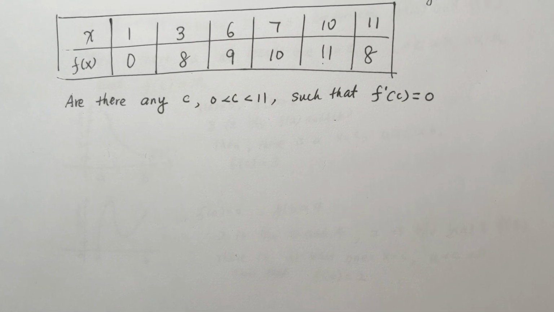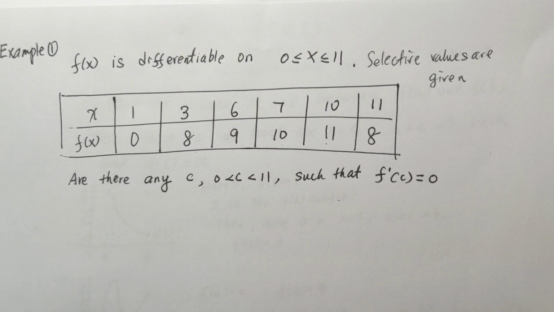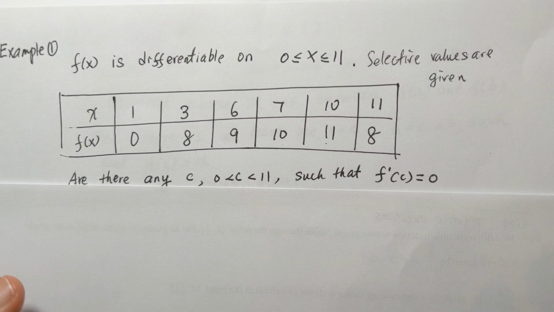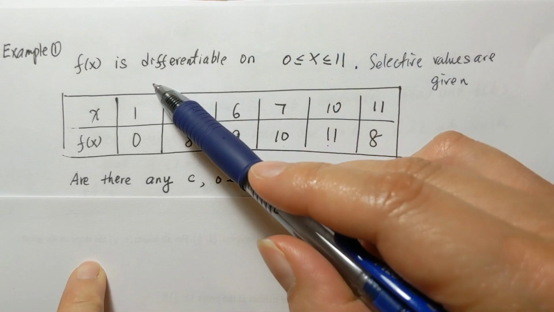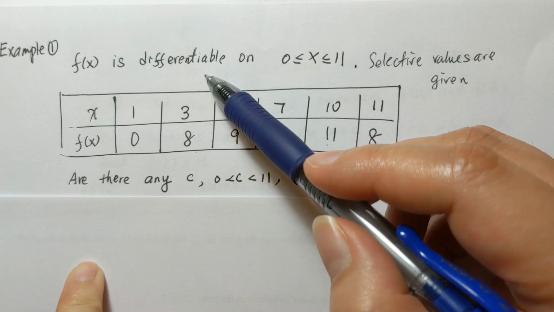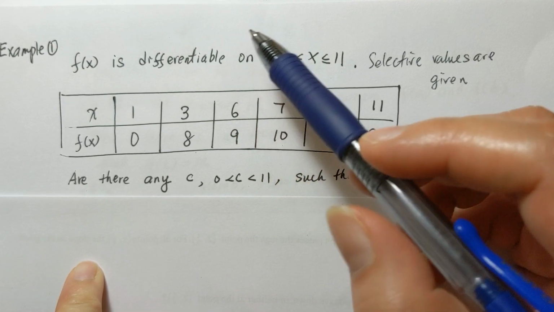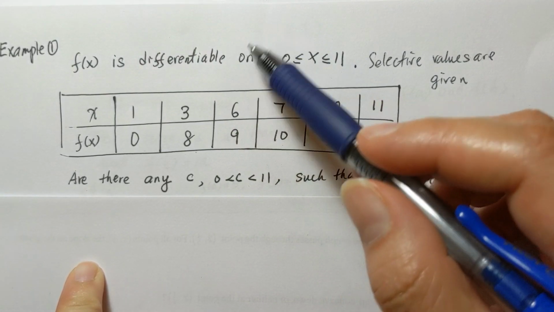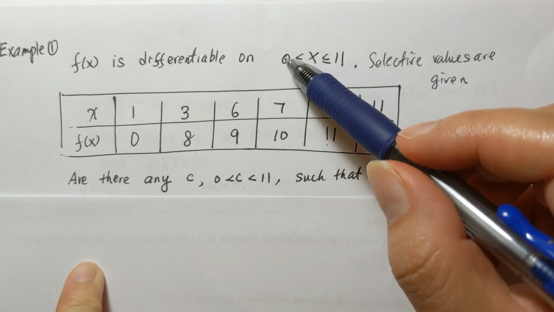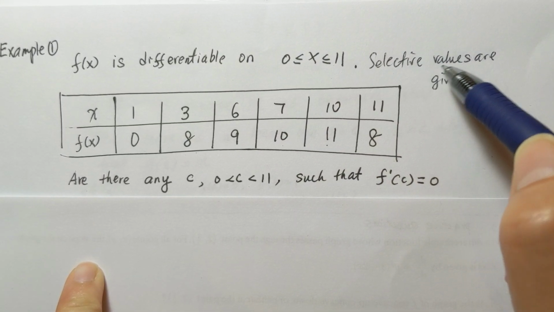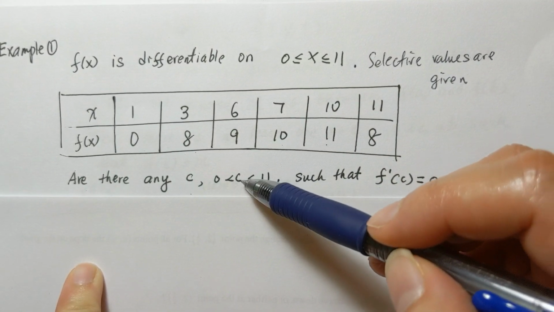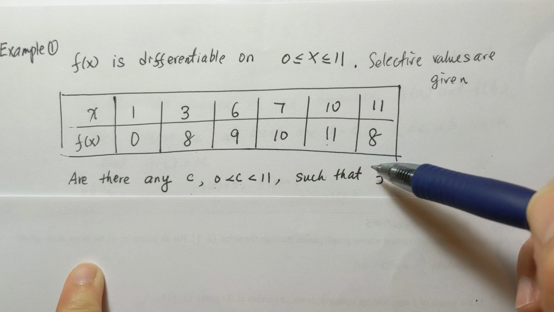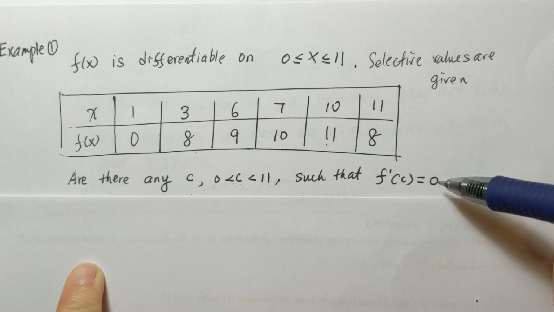So let's take a look at question number 1. Number 1 is a question where we can use the mean value theorem. So f of x is differentiable on the interval 0 to 11. Differentiable means it's continuous and all the slopes exist. So it satisfies both conditions, and it's already differentiable at the endpoints. Selected values are given. The question asks, is there any c between 0 and 11 such that f prime of c is equal to 0?